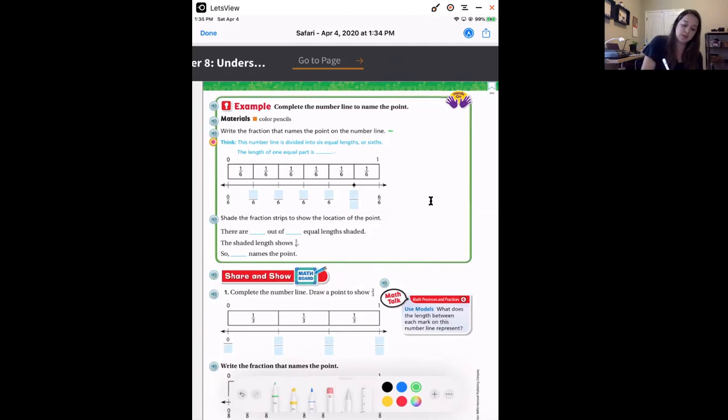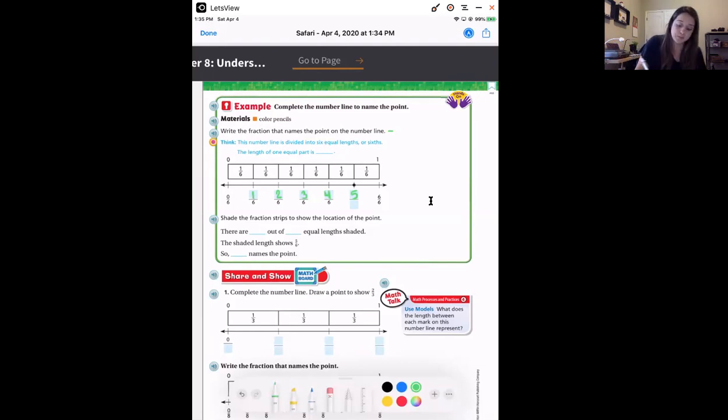Ready? From 0 over here, that is 1. Then 2, 3, 4, 5, 6. Does it go in order? Yes. Why does it go in order? It's because they're equal, okay? It's on a number line. So each part is equal, and it goes one by one. Don't forget that.